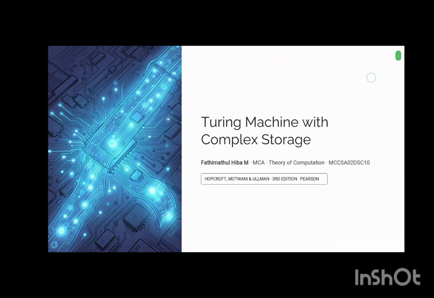Welcome everyone. Today's seminar covers Turing machine models with complex storage mechanisms, a key topic in theory of computation. We will examine how extending the standard Turing machine storage through multiple tapes, tracks, heads, and non-determinism deepens our understanding of computational power and efficiency.